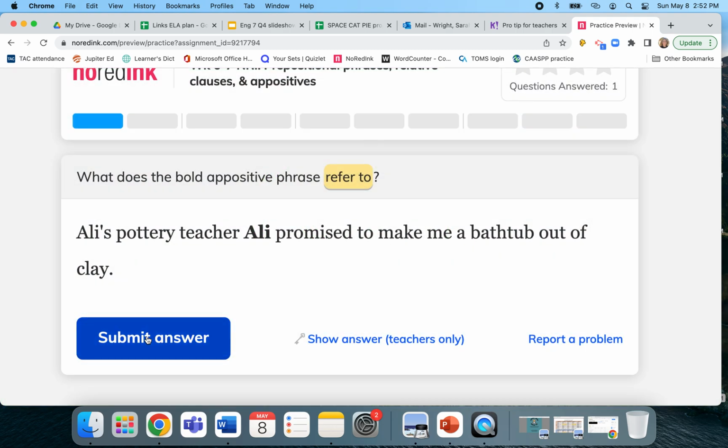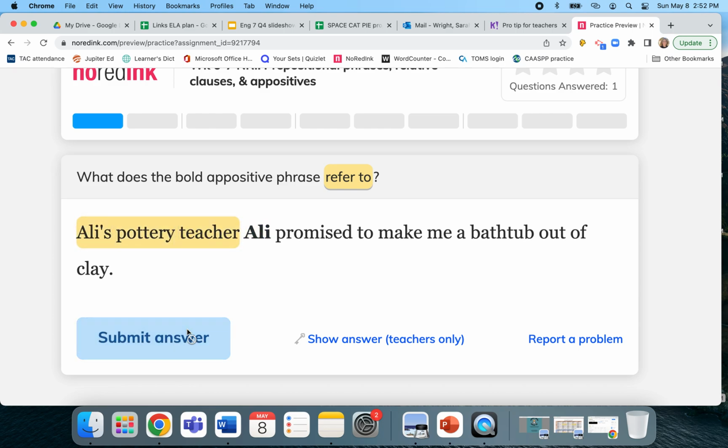Let's try another. Allie's pottery teacher, Ali, promised to make me a bathtub out of clay. That's a really weird sentence. But that's who it's referring to. That's the point.